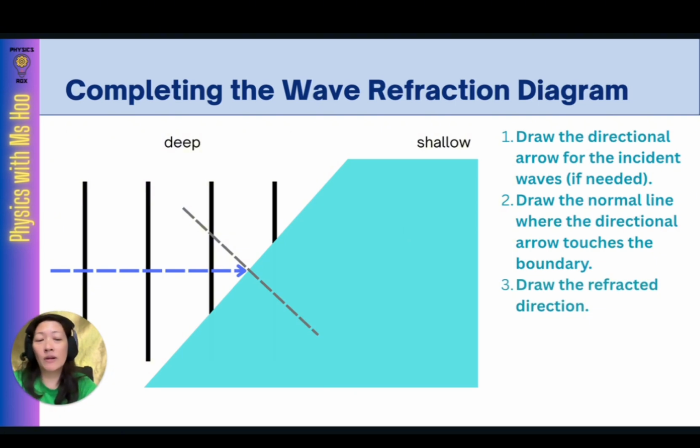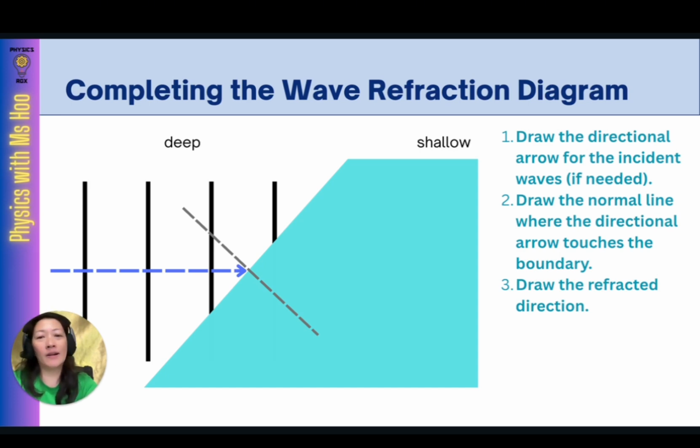Now, how do we draw the refracted direction? Before we start drawing the direction, first, you must recall the speed of waves. Remember that water travels slower in the shallow region. So water travels faster in the deep region and slower in the shallow region. When the waves travel from deep to shallow, or fast to slow, the waves are refracting towards normal.